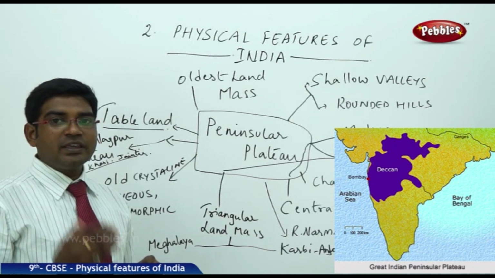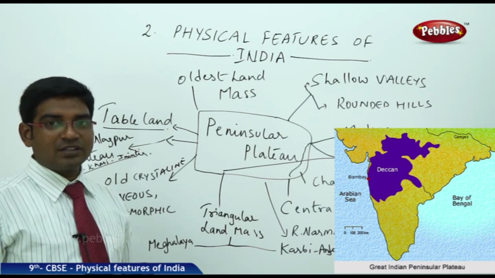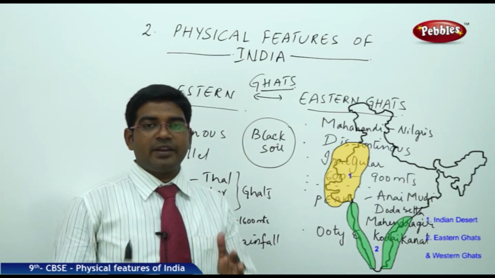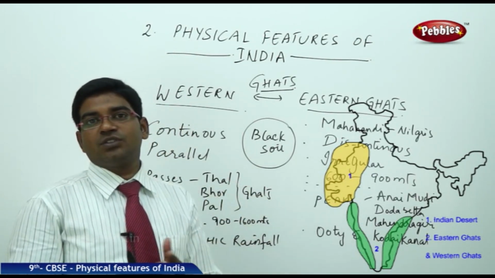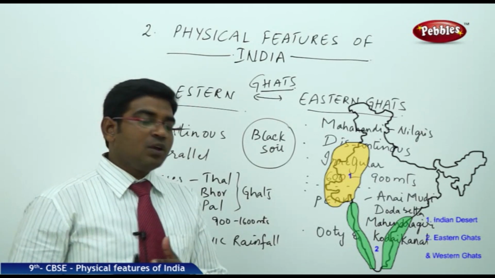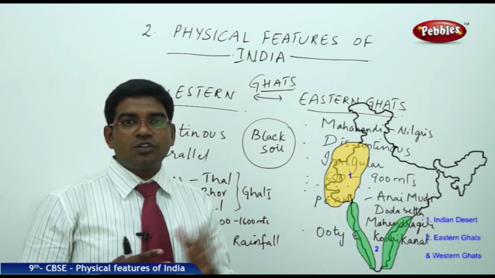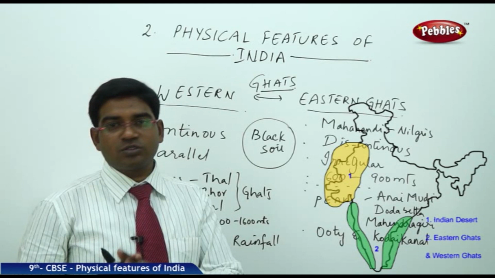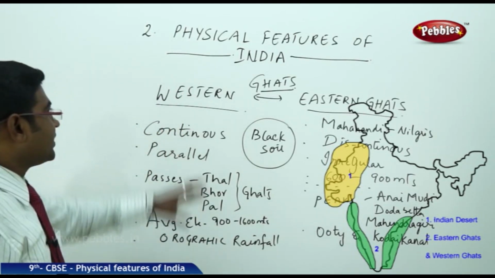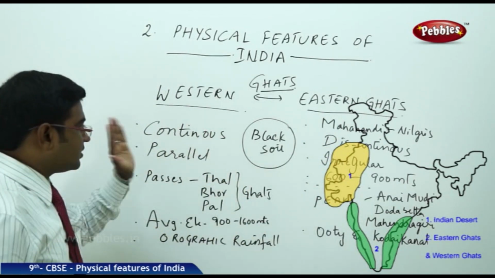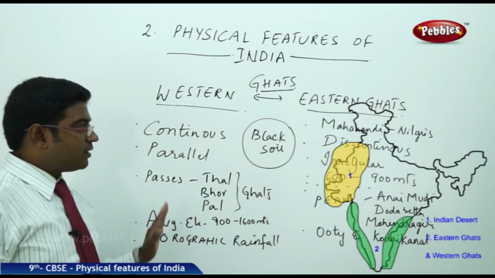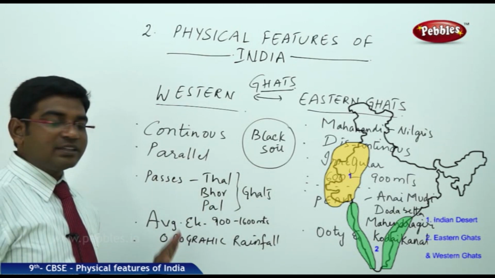Let us learn about the Eastern Ghats and the Western Ghats. Now moving on to understand the Western Ghats and the Eastern Ghats, which are located at the edges of the Deccan Plateau, running parallel to the western coast and the eastern coast respectively. I made a clear division between both of them, so you can easily write the divisions.